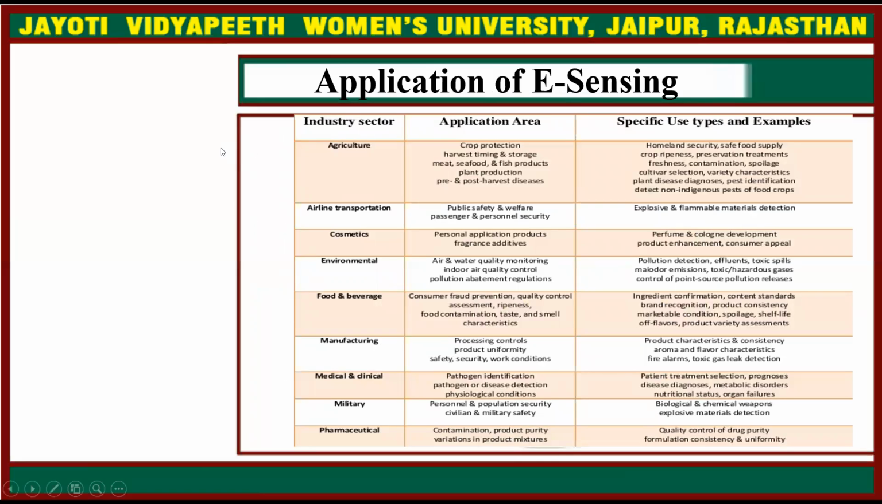Then applications of e-sensing. In the agriculture industry, there are application areas for crop protection, harvest timing and storage, meat, seafood, fish products, plant production, and pre- and post-harvest diseases. Specific use types and examples are homeland security, safe food supply, crop ripeness, preservation treatments, freshness, contamination, spoilage, cultivar selection, variety characteristics, plant disease diagnosis, pest identification, and detecting non-indigenous pests of food crops.